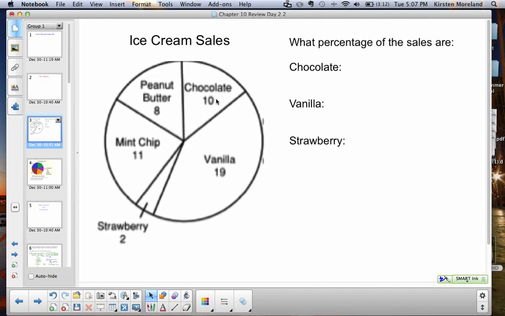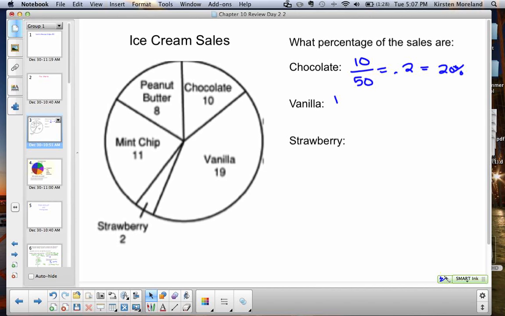19 plus 10 is 29, plus 8 is 37, plus 11 is 48, plus 2 gives me a total of 50. Remember, when we're calculating percentages, it's part to whole. So the whole is 50, and for chocolate we have 10, which is 1/5, which is equivalent to 0.2, which is 20%.